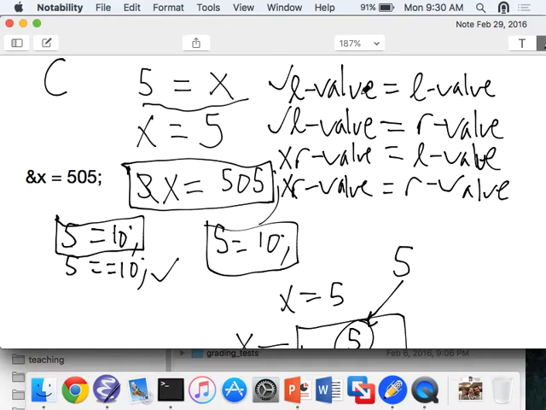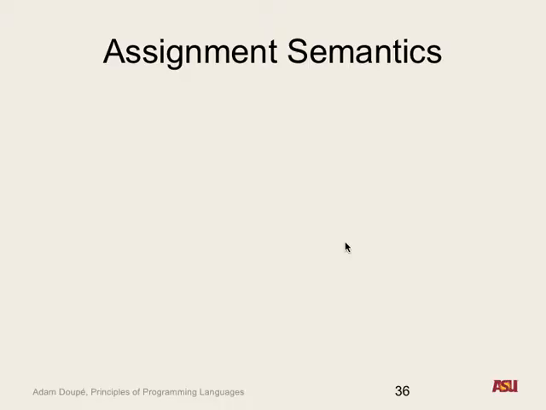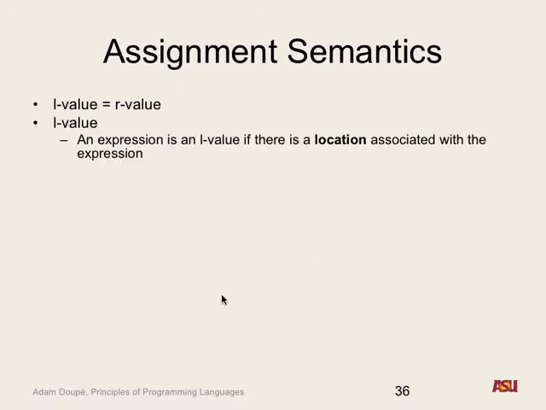That's the key idea, that's why we're looking at L values and R values. It's very trivial when we look at X's and 5's, but when we have pointer operations, it gets a little more tricky. So let's go back and look at the assignment semantics here. We have L value is equal to R value. We already said this: an expression is an L value if there's a location associated with the expression. So why am I using expression here? What's an expression?